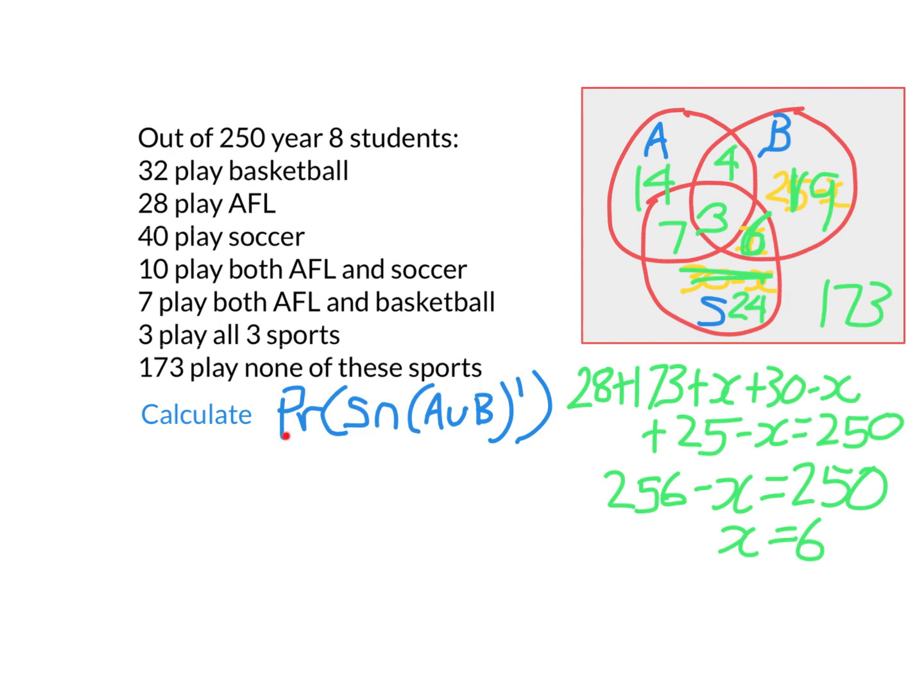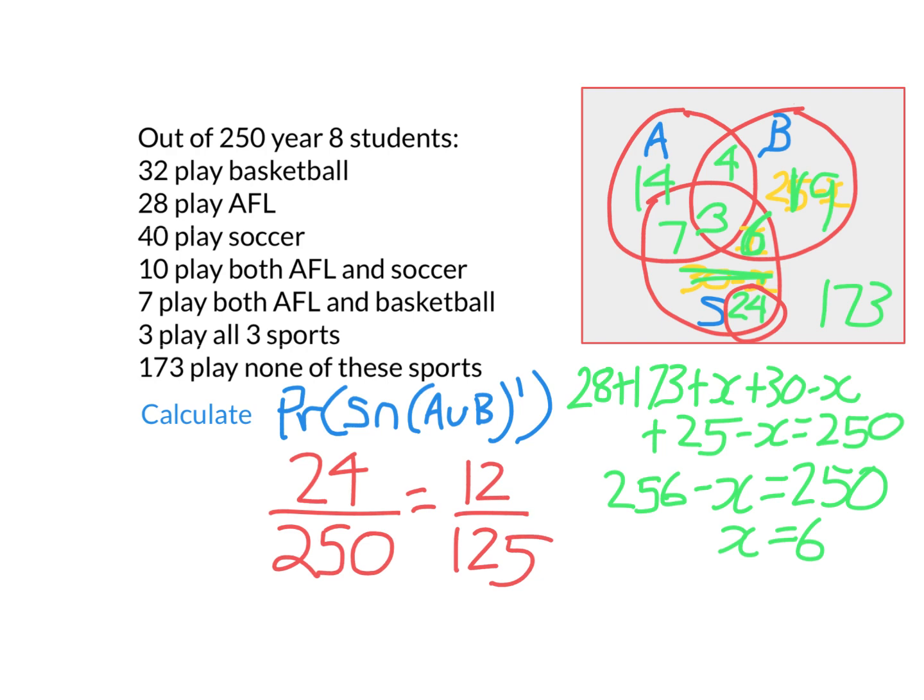So the probability that a student selected at random plays soccer and does not play AFL or basketball. This is saying I'm definitely in the S circle, but I'm not in either the A or the B circle. So that is actually just this number here, 24. We are just looking at those 24 who play soccer and do not play AFL or basketball. So, of course, it's a probability. So it can't be 24, it's got to be 24 out of something. 24 over 250 simplifies to 12 over 125, and we are done.